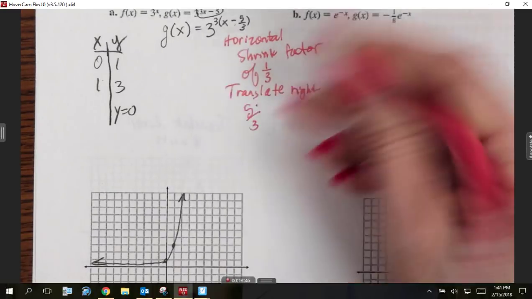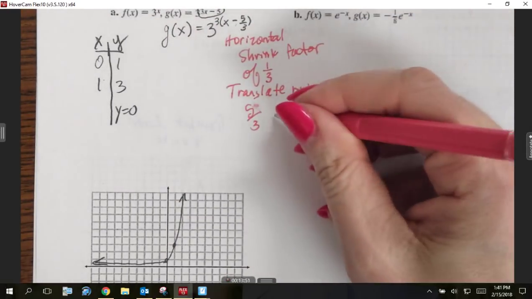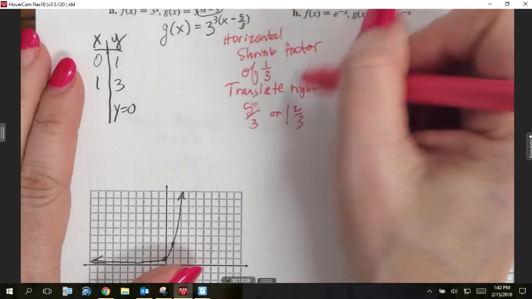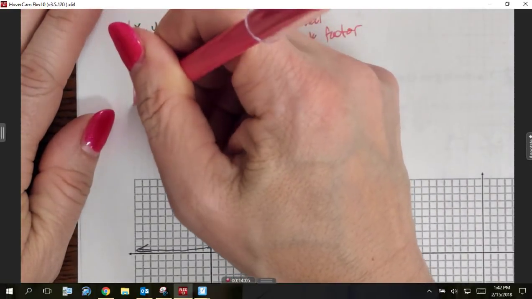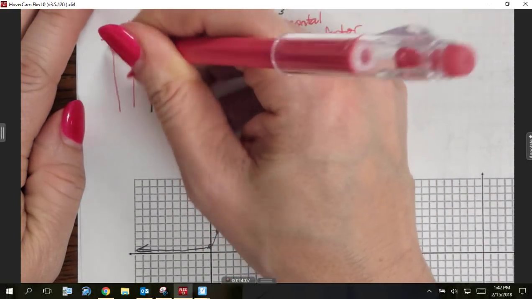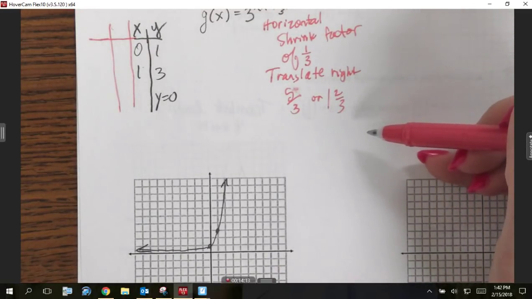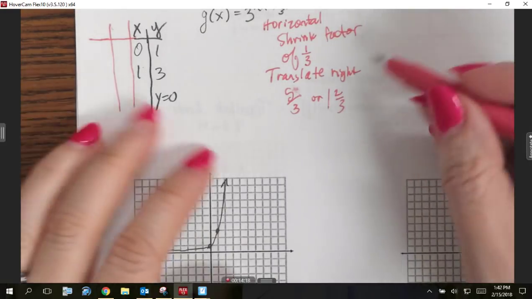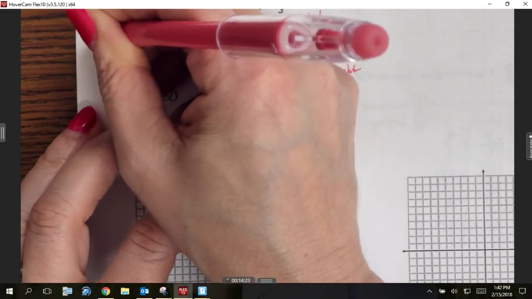5/3. And if that's too hard to think about on a graph, you can think about 5/3 being 1 and 2/3. That's a little bit easier to think about when we do graphs. So in my table, I'm going to do both things to the x. Which of the two has to occur first? Multiplication or addition? Multiplication, we do order of operations. So I'm going to multiply by 1/3 first, then I'm going to add 5/3.